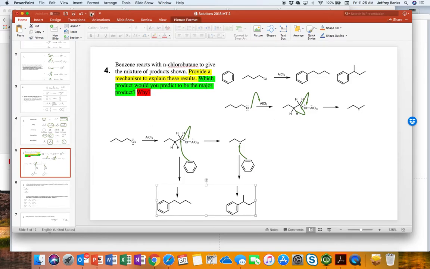Now notice that I've done this such that I didn't go through the full mechanism. The reason I have two arrows is there are intermediates here. That's the arenium cation intermediate.